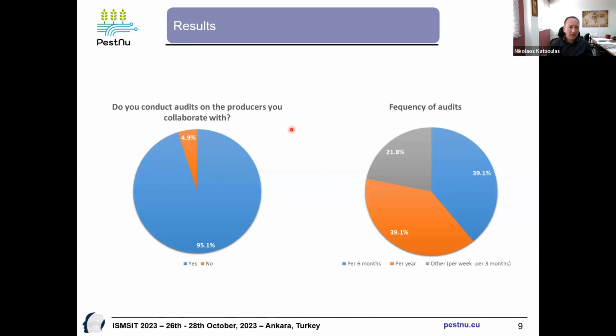In the question of whether the merchandisers conduct audits on the producers, we can see a clear yes. The merchandisers have a close look at the operations that the farmers do and know exactly what they are applying. And these audits are relatively frequent. 40% are every 6 months, or 40% every year, and about 22% are at a frequency of less than 6 months.